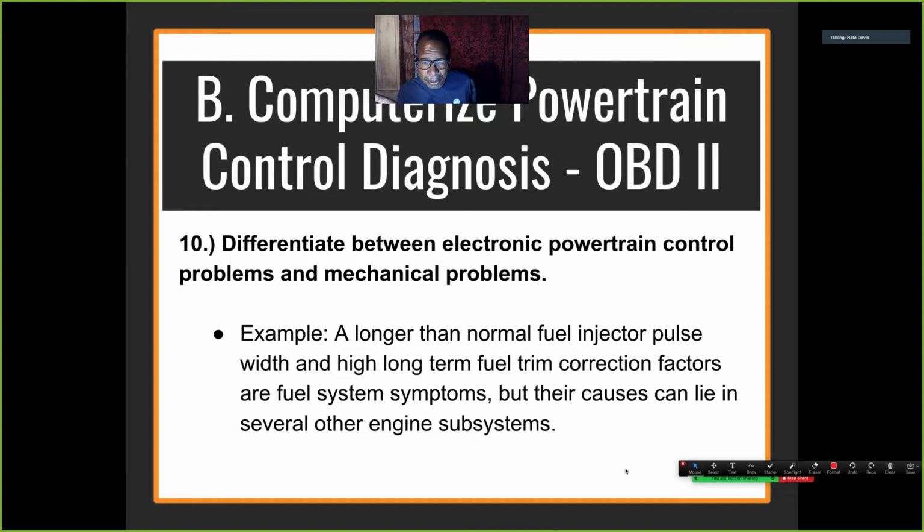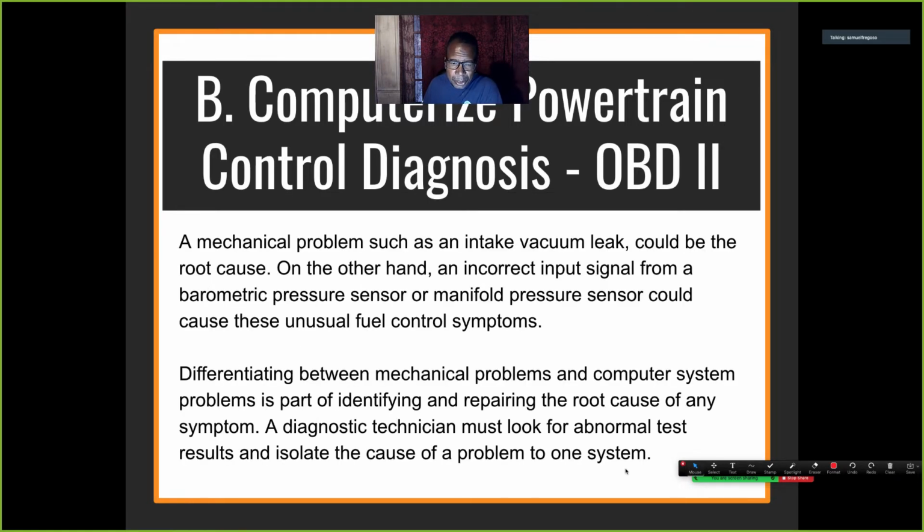Like what you said about vacuum, right? A bad vacuum will cause the MAP sensor pressure and voltage to change. You can have a valve timing problem that drops the vacuum, and that affects the MAP sensor. Here's one. A mechanical problem such as an intake vacuum leak could be the root cause. On the other hand, an incorrect input signal from a barometric pressure sensor or manifold pressure sensor could cause unusual fuel control symptoms. That's what we discussed earlier.